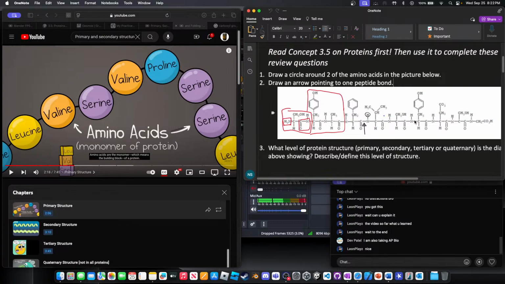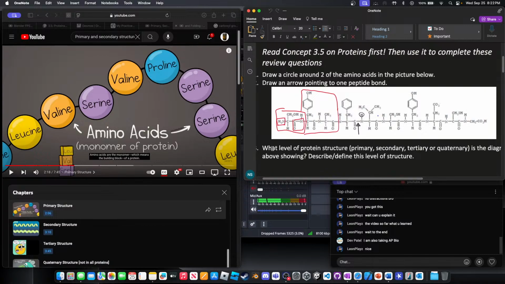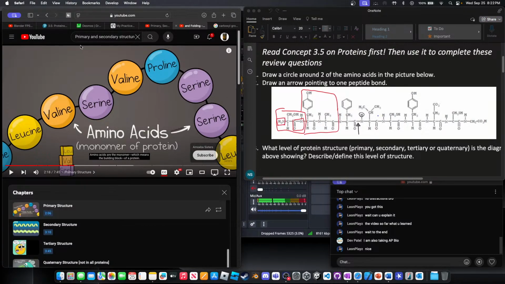This is a primary structure polypeptide. This is a polypeptide. I'm pretty sure this is a polypeptide right here. Okay? Gotta make sure we learn that vocabulary too.